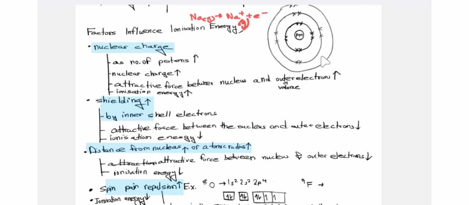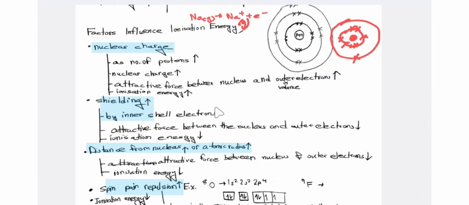Then for shielding, shielding is basically caused by the inner electrons. For example, this is the nucleus, this is the first shell and this is the second shell. Here we can see that the first shell is full of electrons. So here we can see which has the most shielding. Shielding is caused by the inner electrons. There are 2 inner electrons here, while there is 1 inner electron there, so there is more shielding in this atom. Since there are 2 inner electrons, shielding by the inner electrons increases.